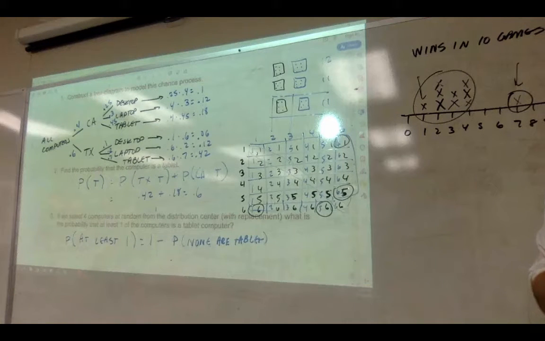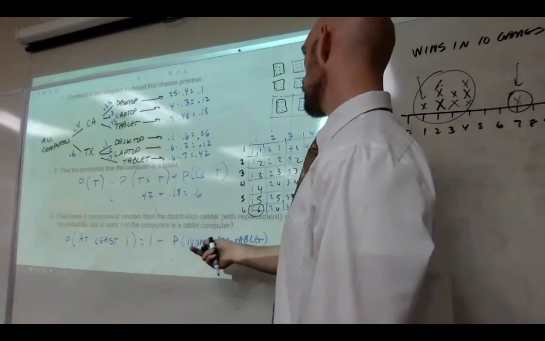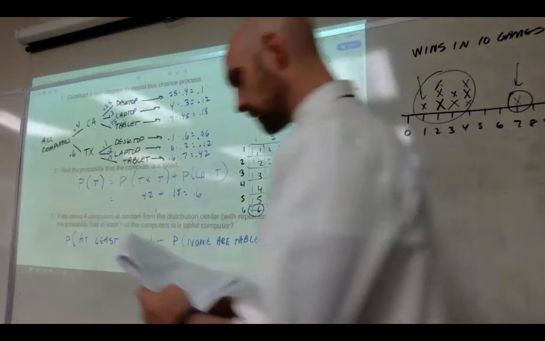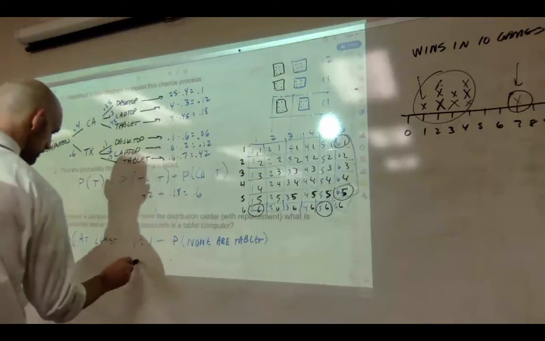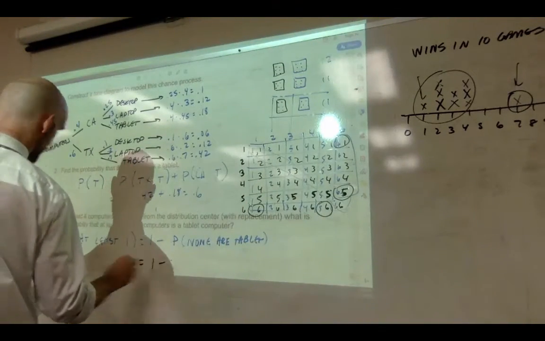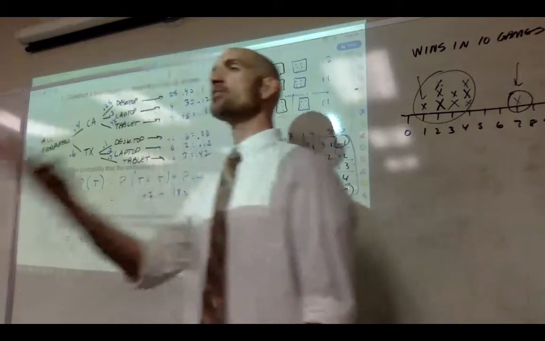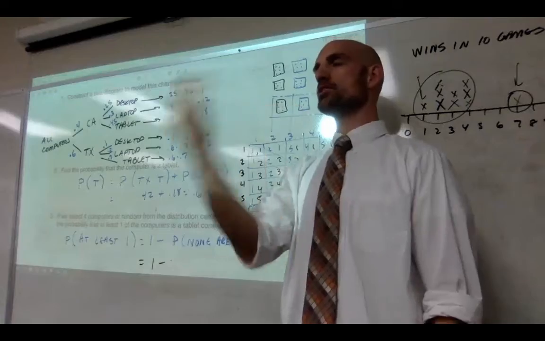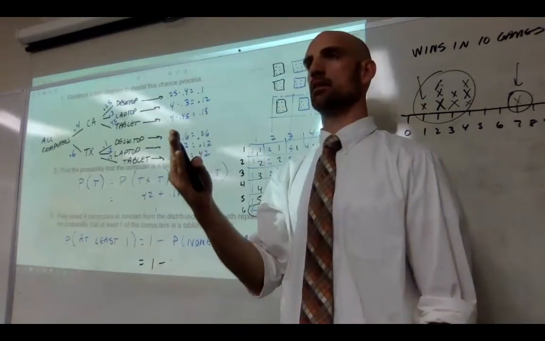How do you write what? When we have something along these lines where it says at least one, it's 1 minus the probability of none being a tablet. What would that look like mathematically? 1 minus, we pick 4 of them out. What's the probability of none being a tablet?